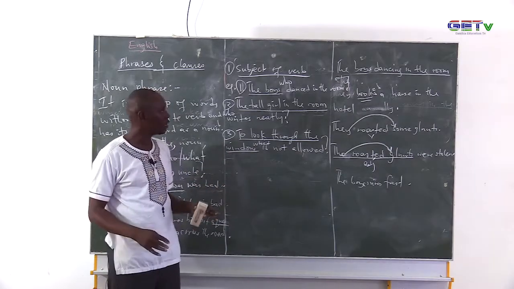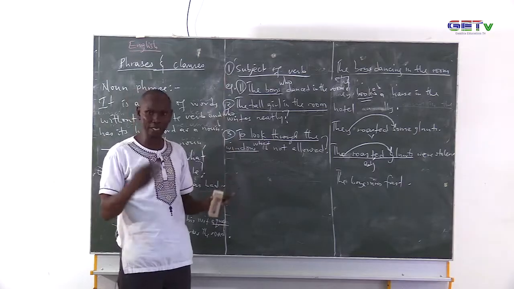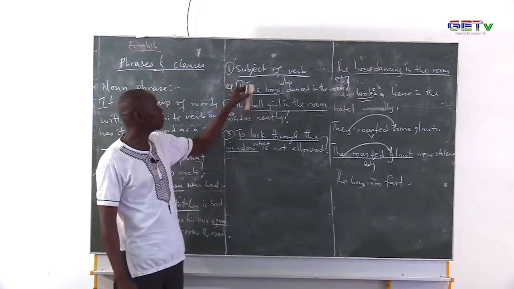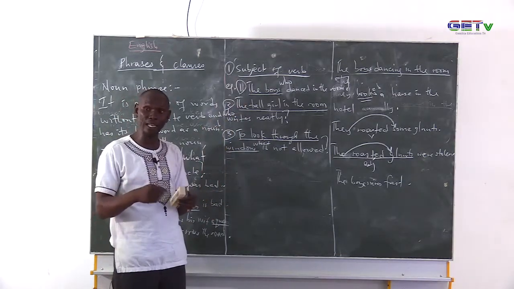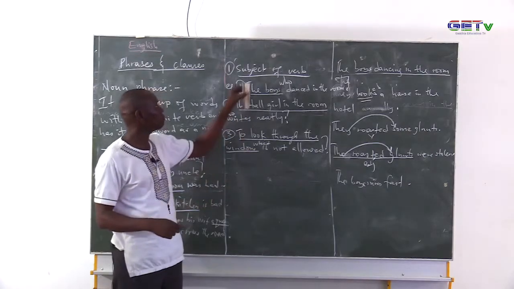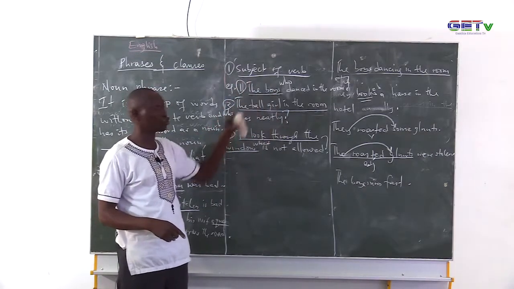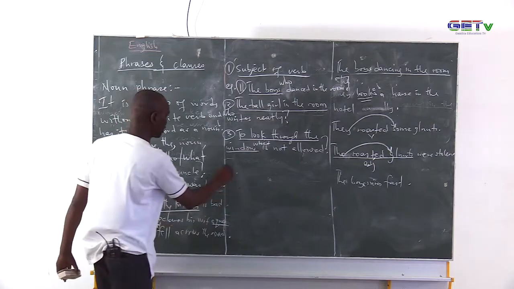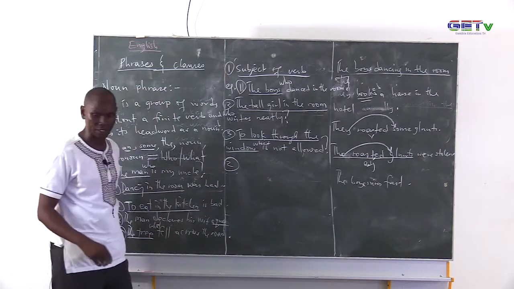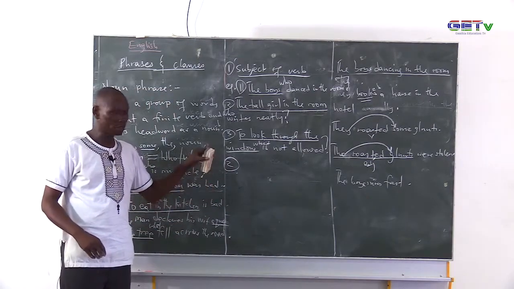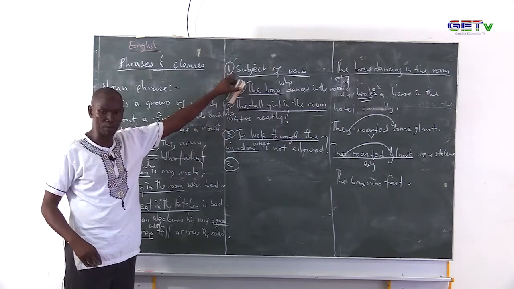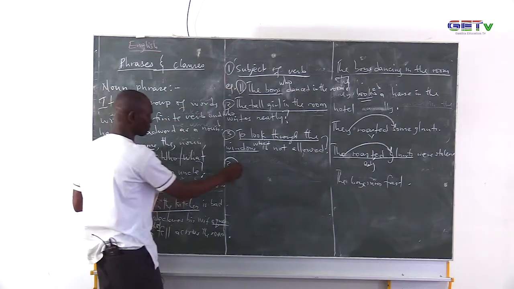So basically that's that. So when you come to subject of verb, take note, that's one function of a noun. It means when a noun phrase is underlined before the verb, it is the subject of that verb. Let's move on to a second function of the noun phrase. That is, noun phrases, after subject of verb, we have object of verb.